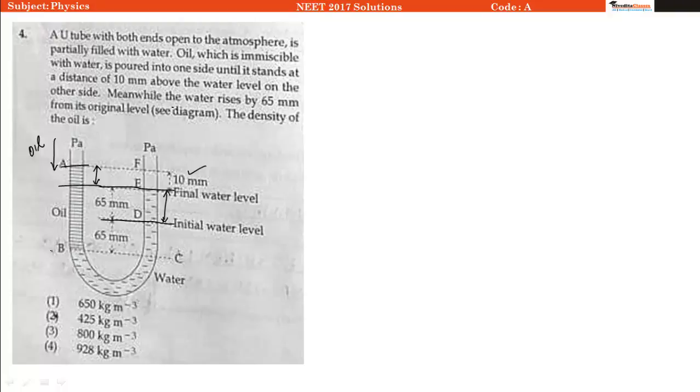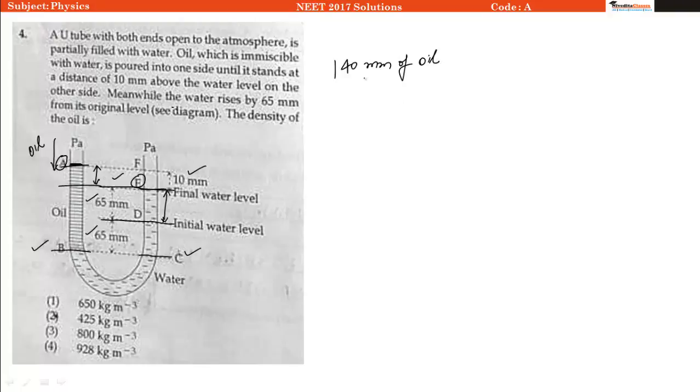If we see, these 2 points, B and here the point C, both are in the same liquid and at the same horizontal level, so the pressure at B and the pressure at C will be the same. The pressure at this point A and this point E are both equal to the atmospheric pressure. So here the difference is we have a total of 65 plus 65 plus 10, that is 140 mm of oil.